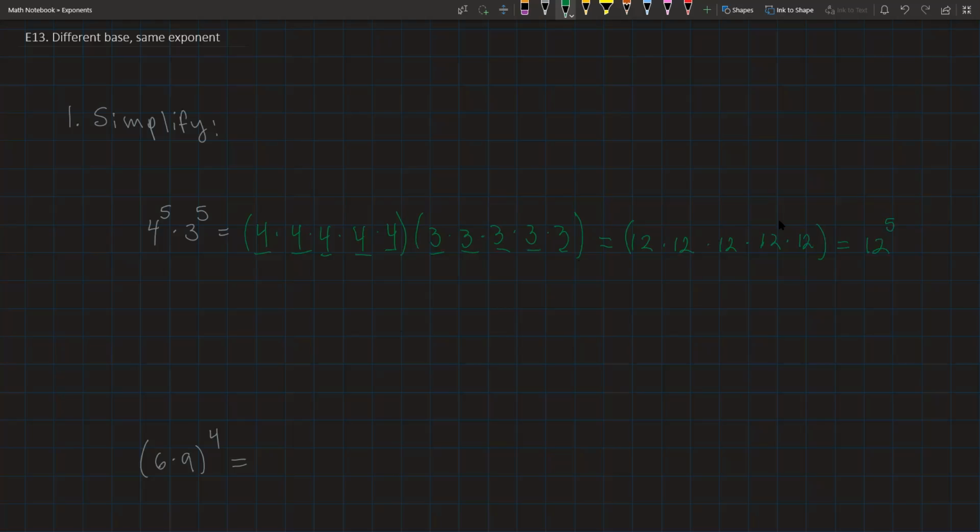power. So the question is, what stayed the same and what changed? Look, the exponents stayed the same. There's still an exponent of 5. And what changed is the base. And how did that 12 occur? It's because we have 4 times 3.